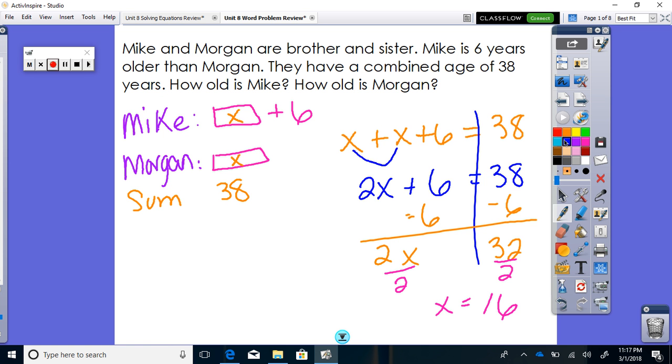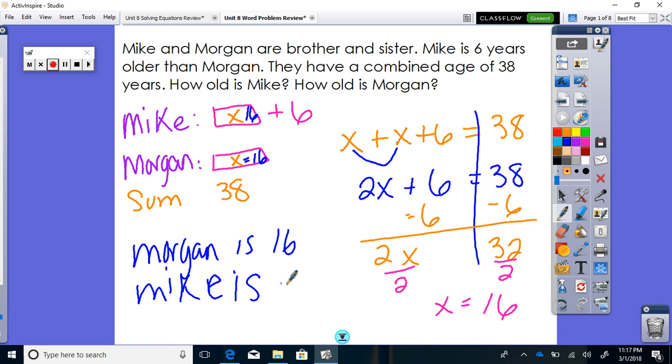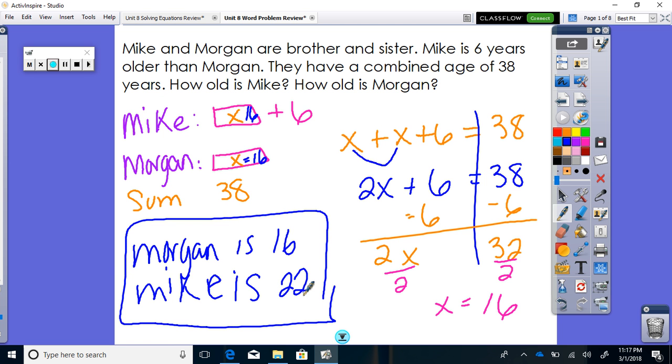So just be careful with this problem, you're not quite done. X equals 16, and remember Morgan was just the one x, so Morgan is 16, and then Mike is 16 plus 6. So Mike is 22. And then we're done with that one. And then you can always check to make sure that 16 plus 22 does in fact add up to 38.